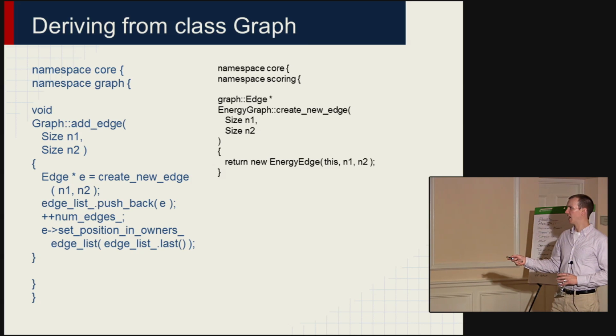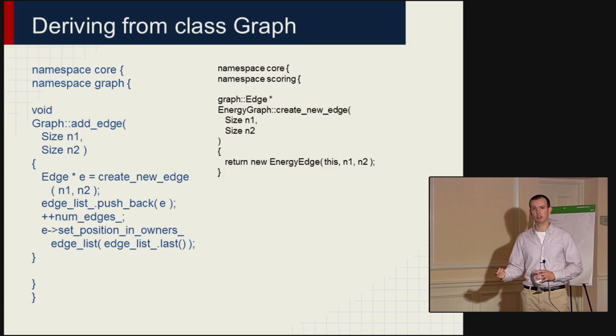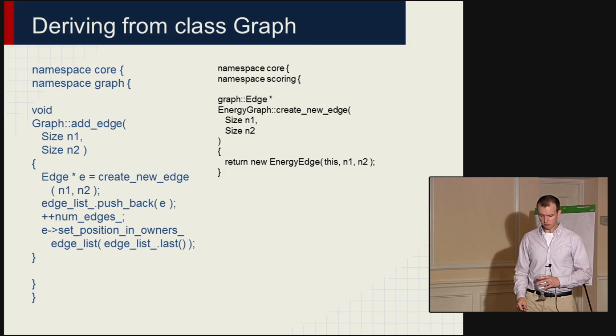And so in order for the energy graph to create energy edges, it overrides this method, create new edge, so that it calls new energy edge. It gives a pointer to itself and the N1 and N2, the vertex indices.